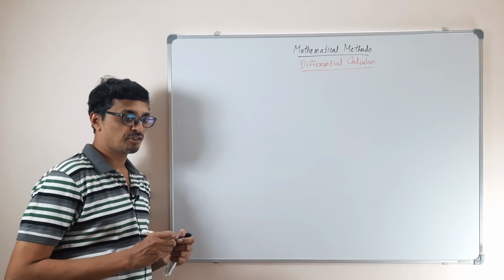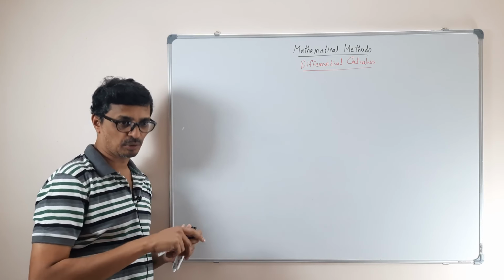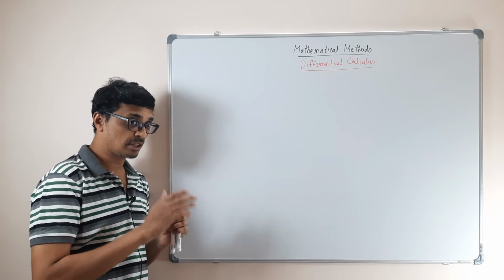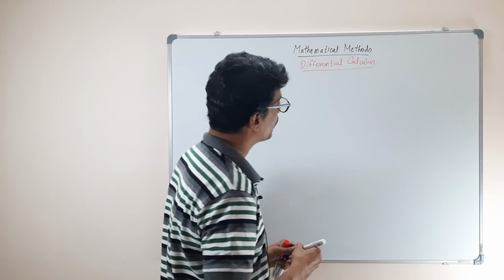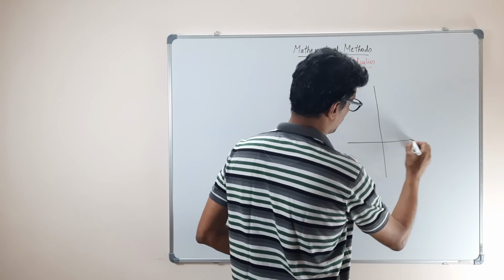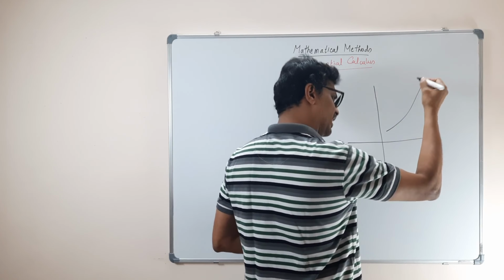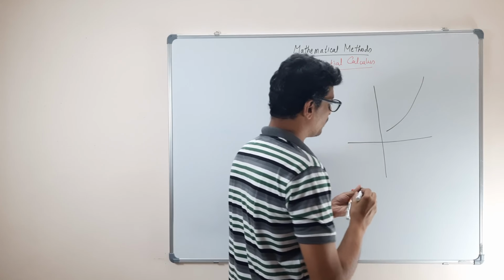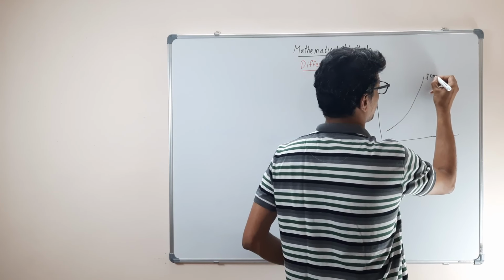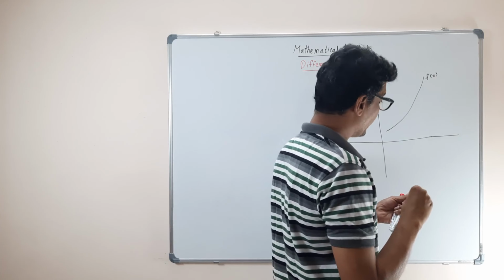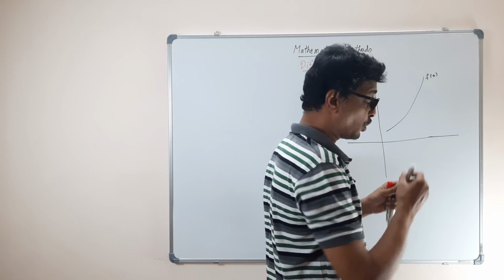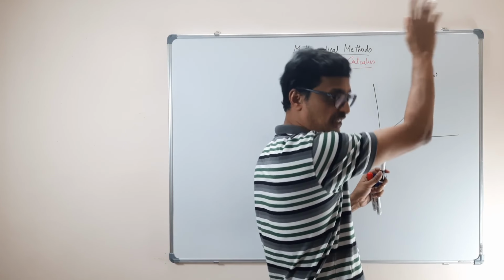In the last class, we introduced calculus, and what we saw is differential calculus. If you remember, the differential calculus is something like this: if you have some curve, it can be any curve, and I call this a function f of x, then the derivative is the slope of the function, the slope of the tangent to the function.